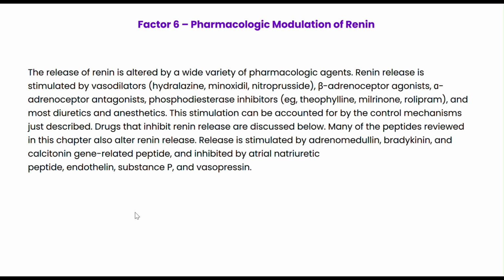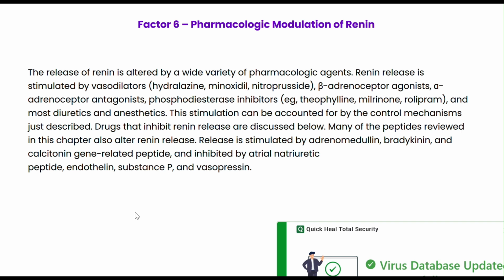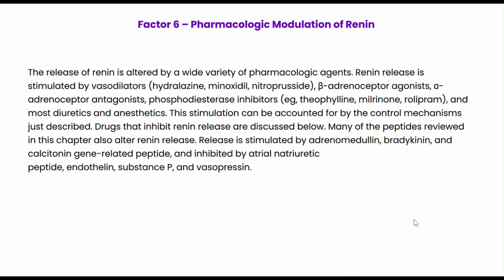These drugs actually stimulate the body to produce more renin, either by lowering the blood pressure or by directly acting on the kidney. These kinds of drugs are vasodilators like hydralazine, minoxidil, and nitroprusside, which relax the blood vessels and cause the blood pressure to drop. In response, the kidney increases renin release to restore the blood pressure.